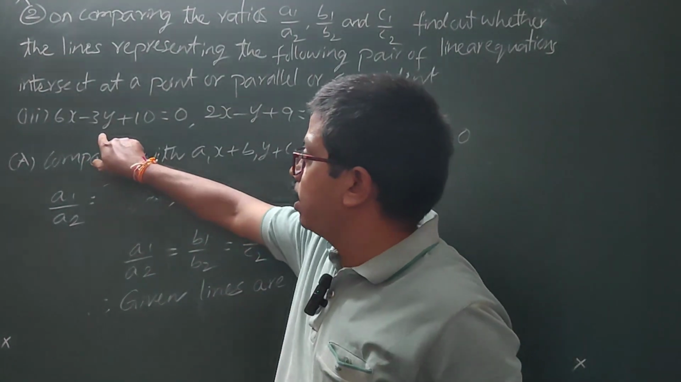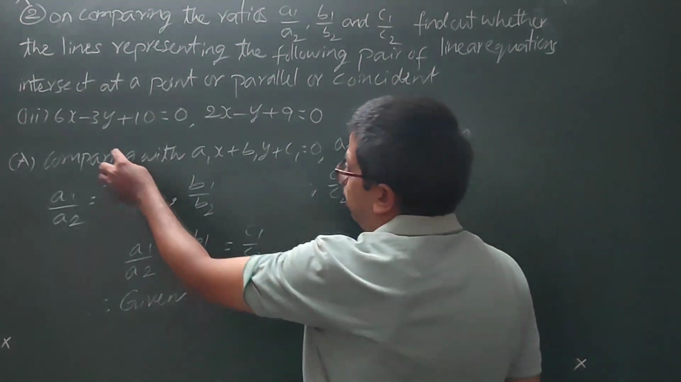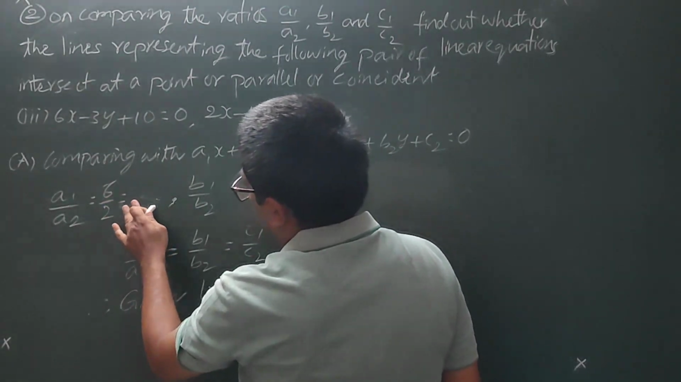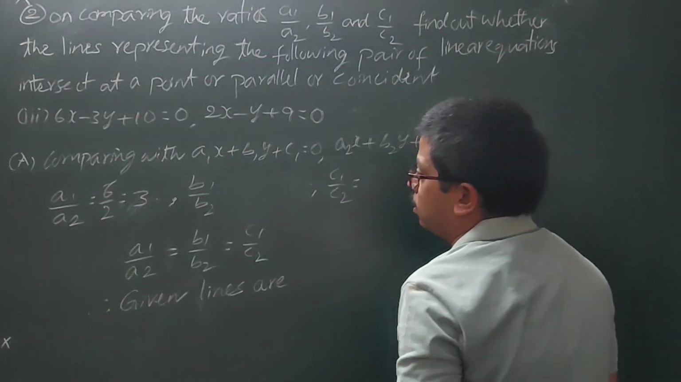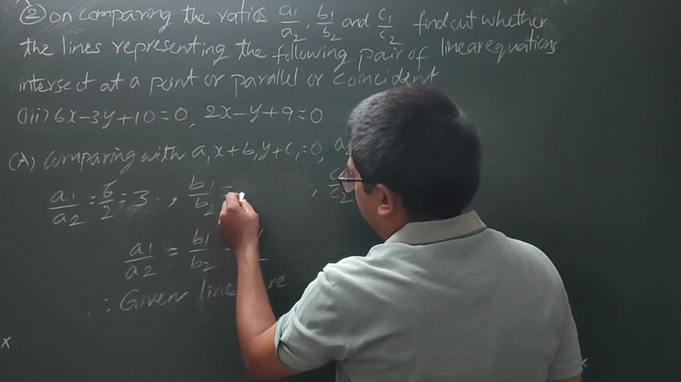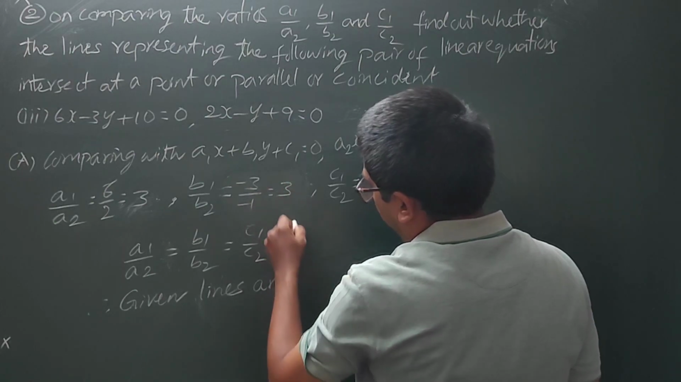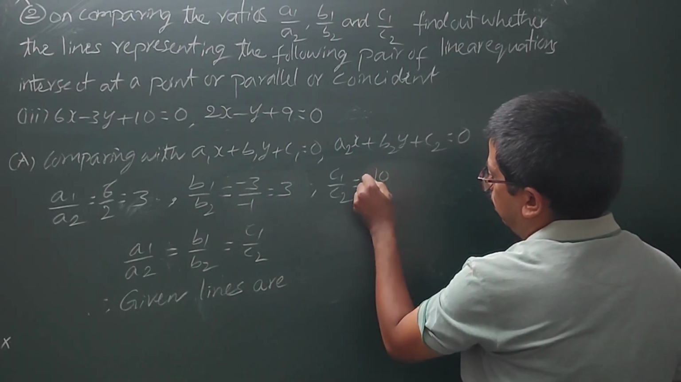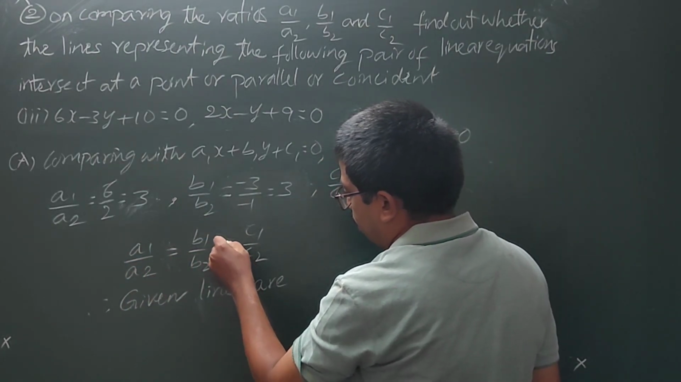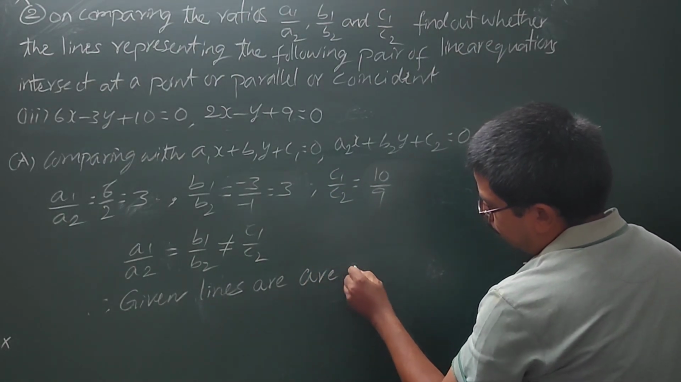Third one, 6x minus 3y plus 10 equal to 0, 2x minus y plus 9 equal to 0. So a1 by a2, x coefficients, 6 by 2 equal to 3 by 1 or 3. Next b1 by b2, y coefficients, minus 3 by minus 1. Here minus y means we will have minus 1, equal to 3. Next c1 by c2, 10 by 9. We can observe that a1 by a2 equal to b1 by b2 and not equal to c1 by c2. So given lines are parallel.